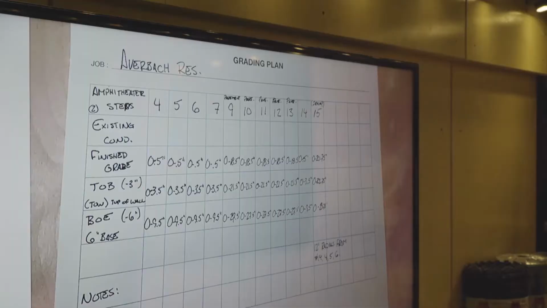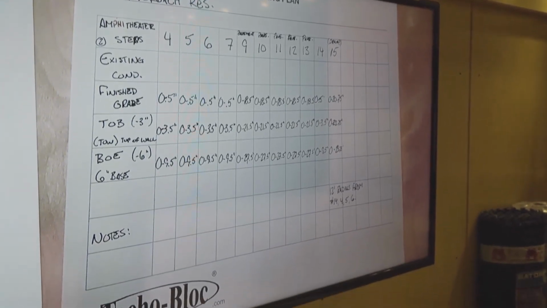Now we've taken that drawing and we put it onto a grading plan. So all our existing conditions are marked. You see the drain for number 8, the 8th stake. You see our finished grade at 0 minus a half, which you just mentioned, top of base and bottom of excavation. So we know exactly how much we're going to dig for this job.